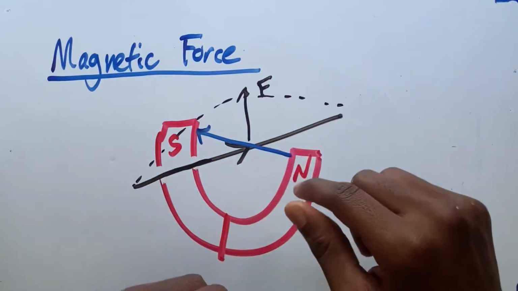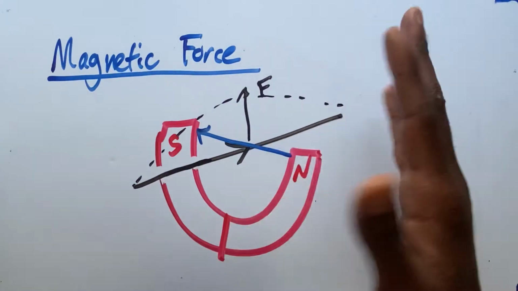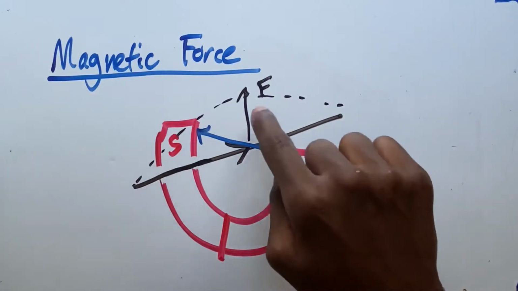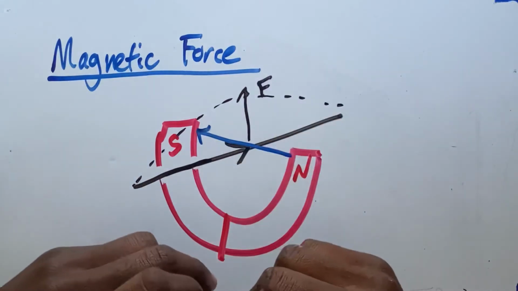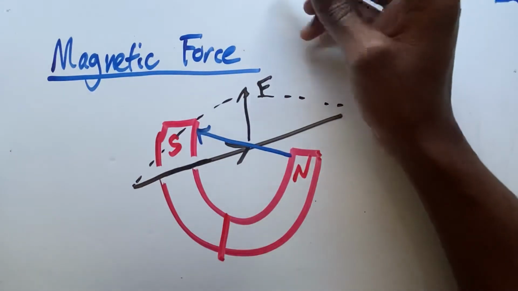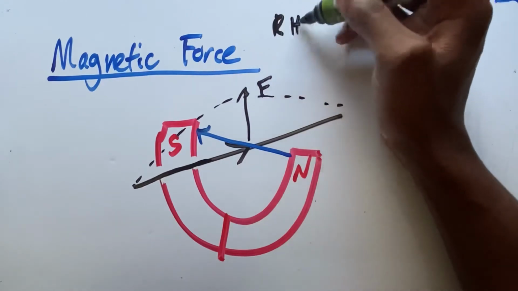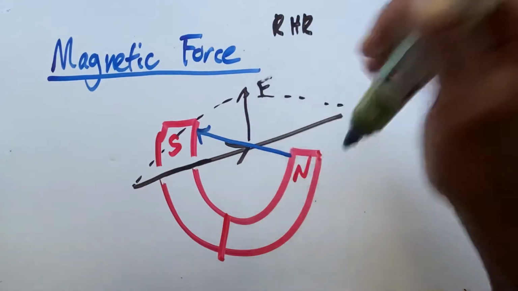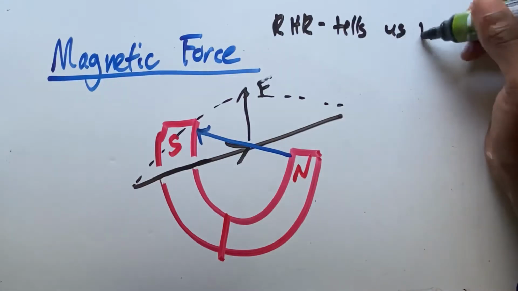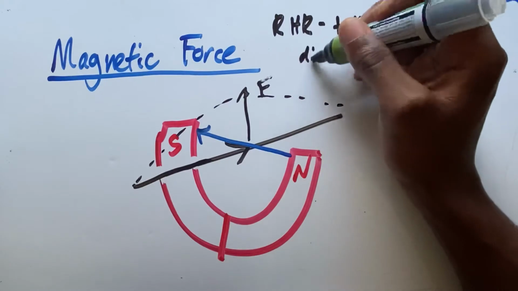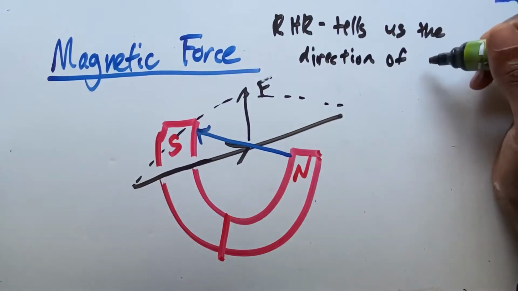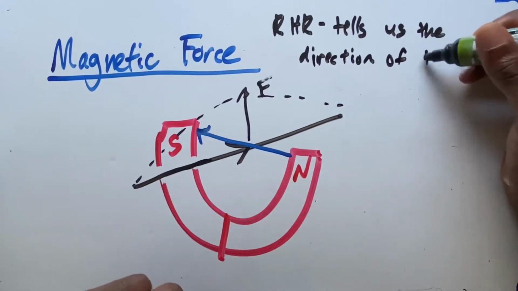And it's pushed upwards because of the right-hand rule that we use. The right-hand rule basically tells us which direction the magnetic force is going to be. So I'm going to write that down here. RHR for right-hand rule tells us the direction of the magnetic force.